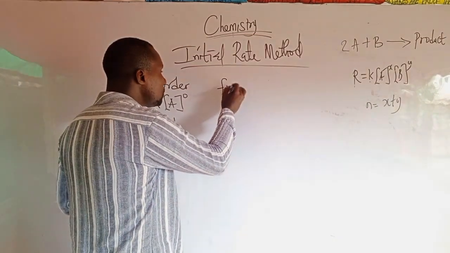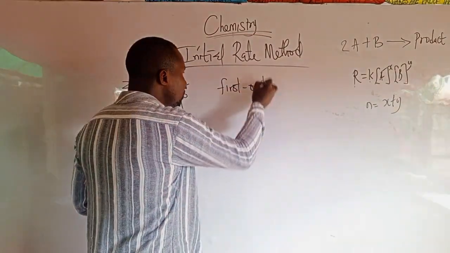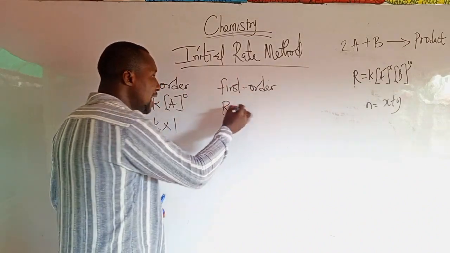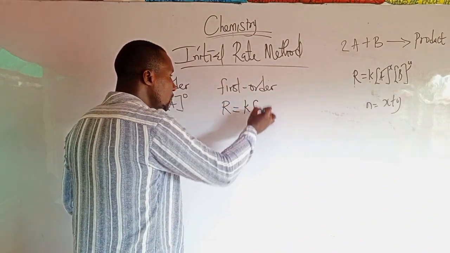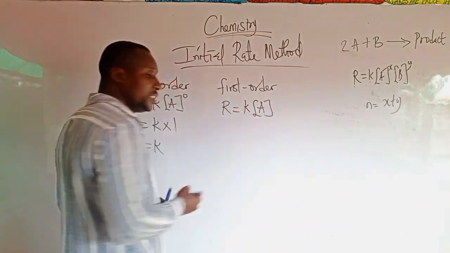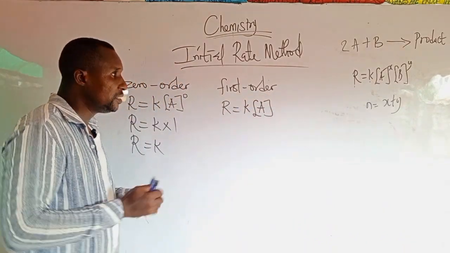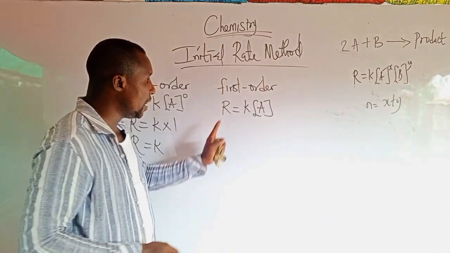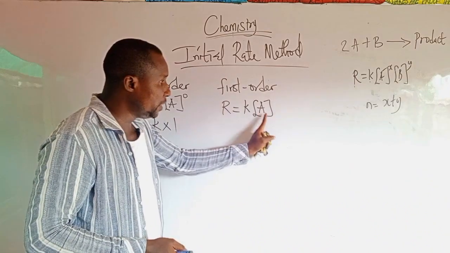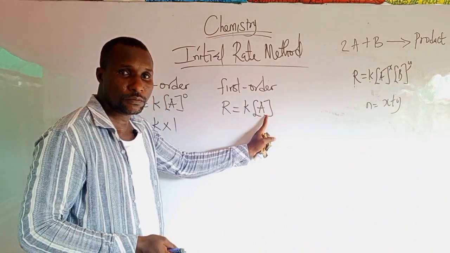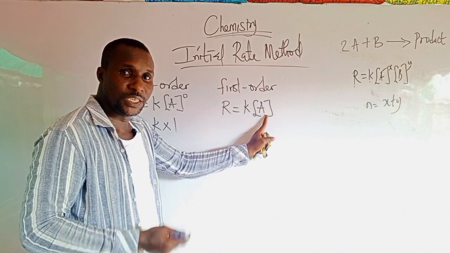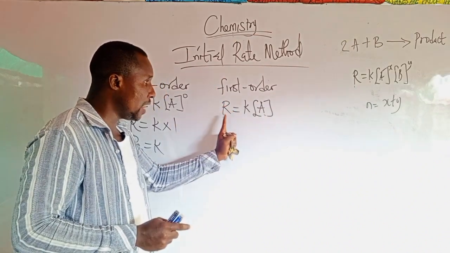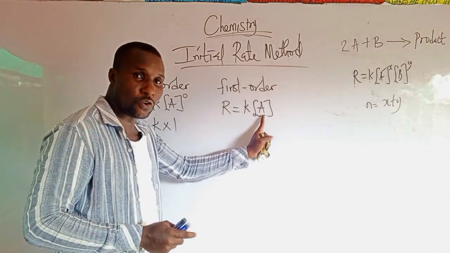First order. Please, I want to bring out something from here. I want you to watch. That's why I'm giving you this. R equals K, A raised to power 1. This is first order. That means in first order, the rate of reaction depends on concentration. They are directly proportional to each other.